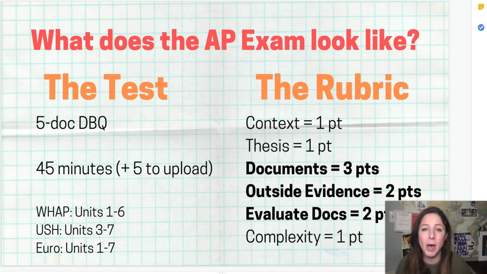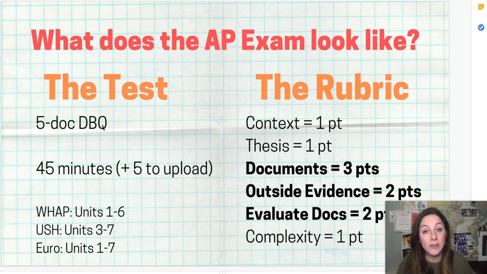You can see at the bottom what units are covered for your class, depending on whether you take World or US or Euro. Basically, what they did was they took out the last few units of each class, assuming that a lot of courses might not have gotten there before the plague hit.